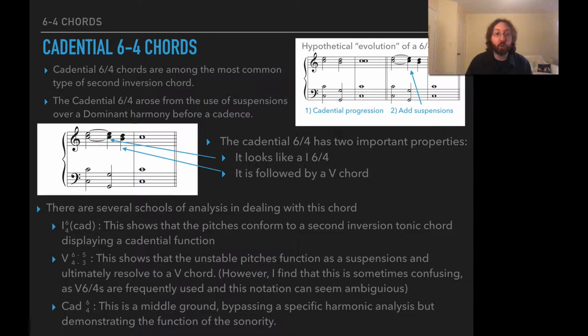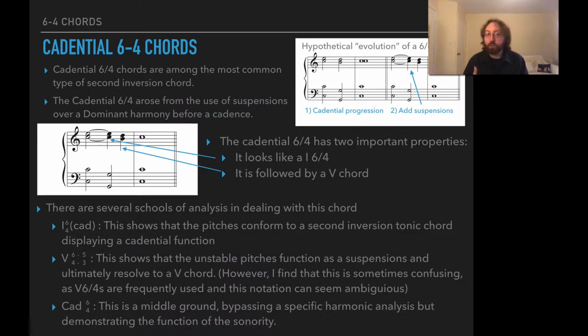There's a 1/6/4 CAD method of doing this. This shows that the pitches conform to a second inversion tonic chord displaying a cadential function. Personally, this is the method that I like because it tells us the pitch makeup of the chord, G, C, and E in the context of C major, and it tells us its function. It's a 6/4 chord that has the pitches of a 1 chord, and it's cadential. It's moving to a 5 chord. So I find that to be highly specific, and I like that.